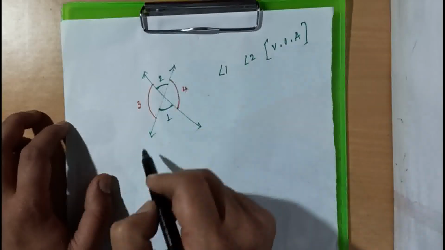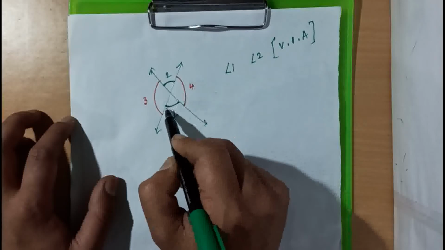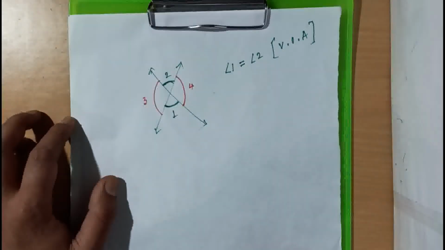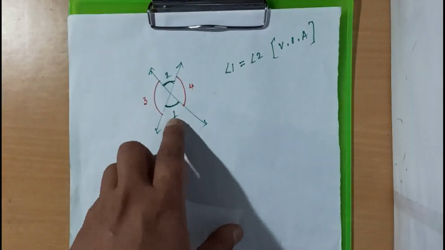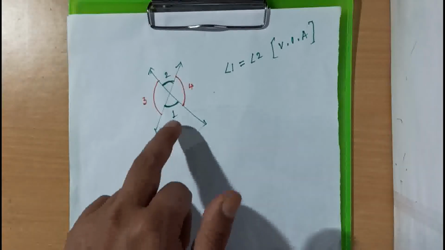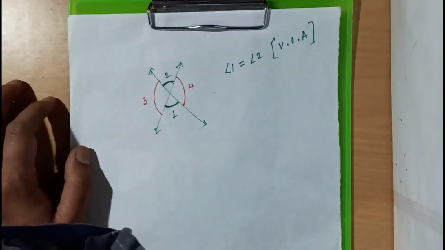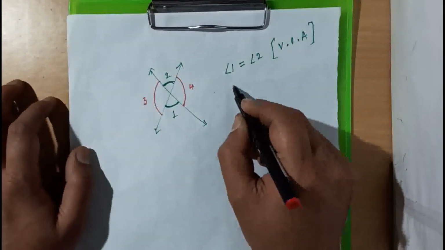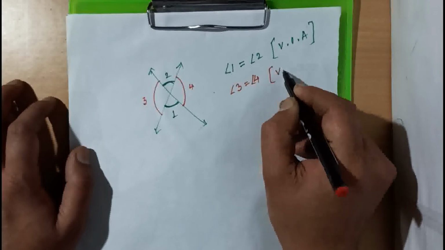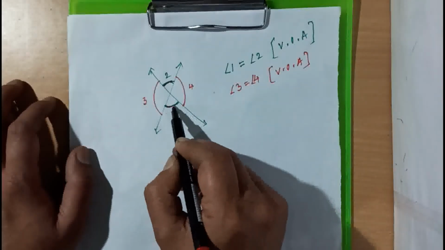And you can also draw and try to measure them. If you measure angle 1 and angle 2 with the protractor, you will get that they are equal. Whatever the value is, if angle 1 is 80, then angle 2 also will be 80. If 1 is 50, then 2 also will be 50. If 1 is 30, then 2 also will be 30. Similarly, this angle 3 and angle 4 are also known as vertically opposite angles. So these two angles are a vertically opposite pair.